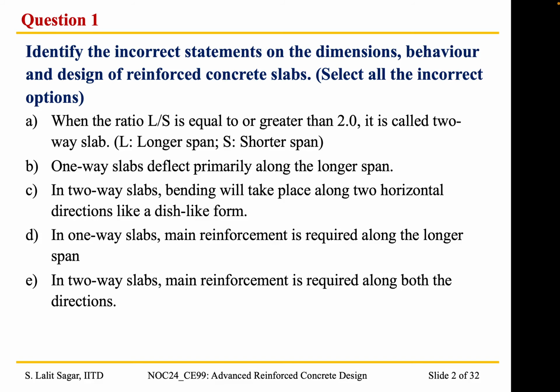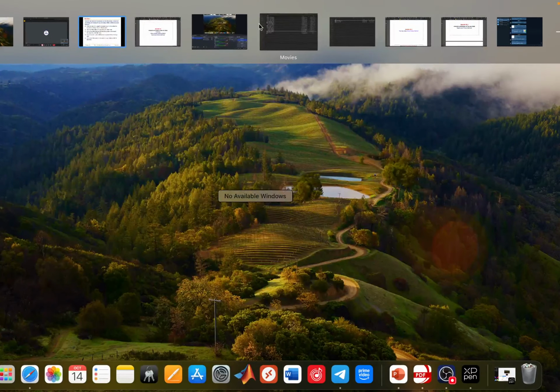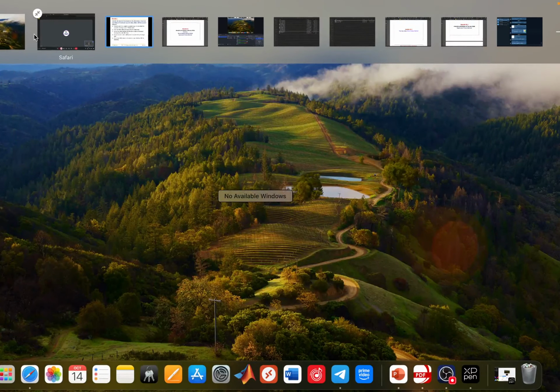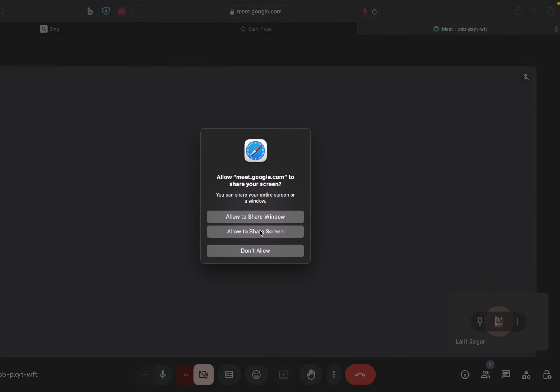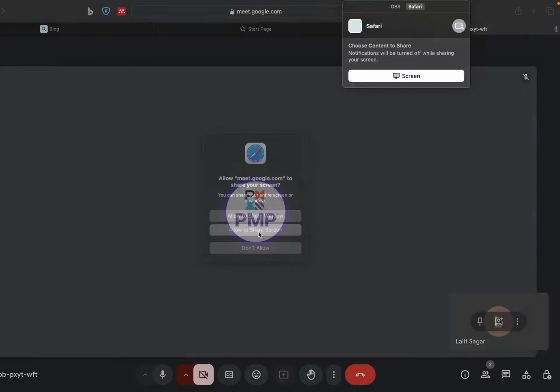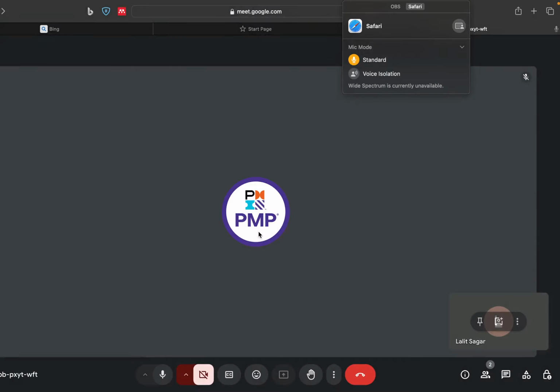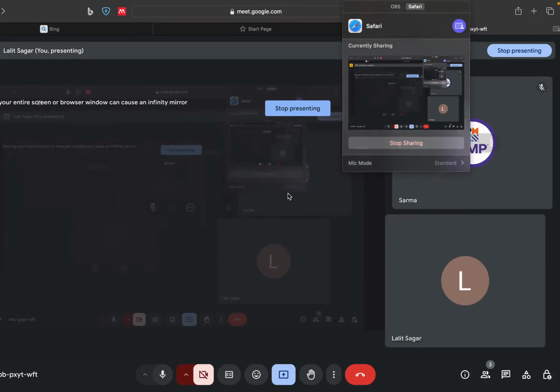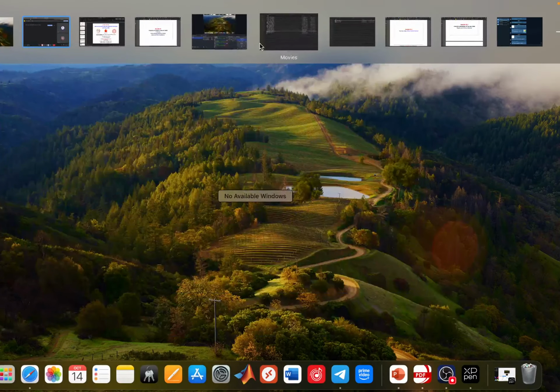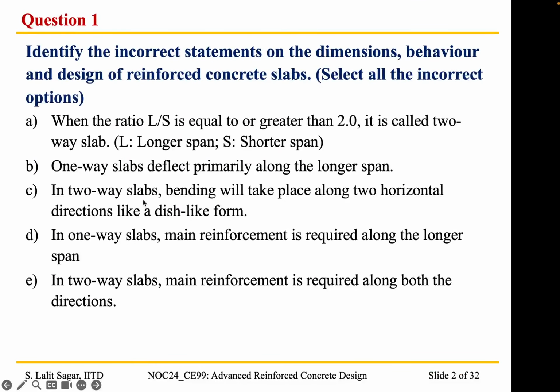The screen is not sharing. Oh, I'm sorry. Okay, I hope that it is visible now. Yes, sir. Yes. So please take 1 or 2 minutes and let me know what are the incorrect options.